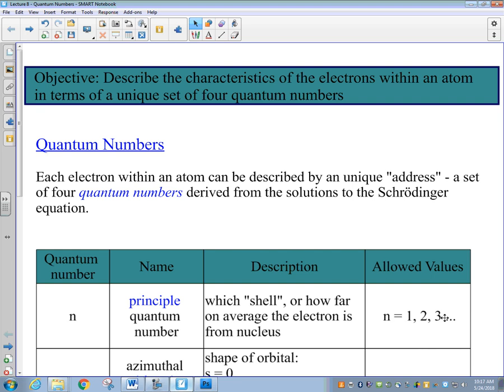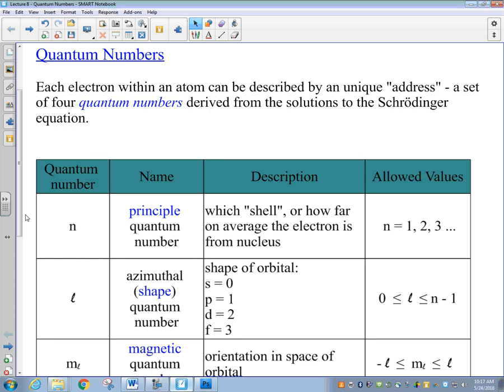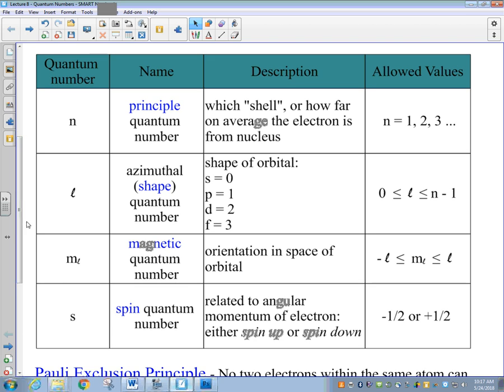So the big idea here is we want to be able to give each one of these electrons its own unique address. We're going to go through and look at these different quantum numbers, and you'll notice that several of these quantum numbers are things that we've actually come into contact with earlier in our discussions of quantum theory.